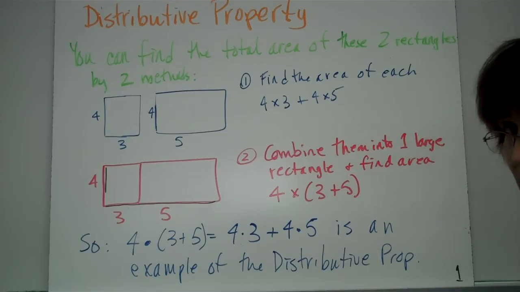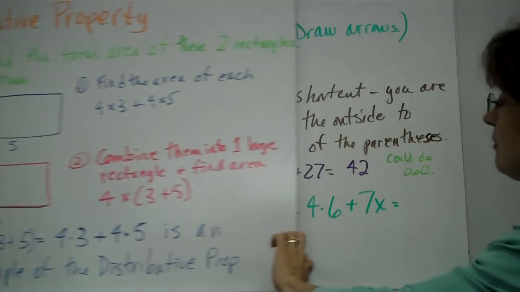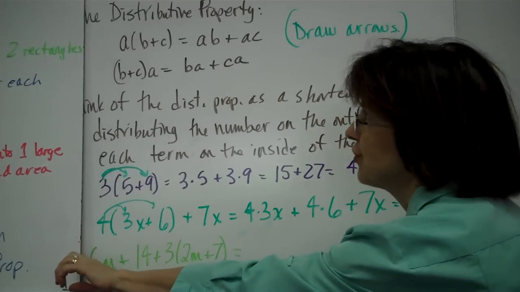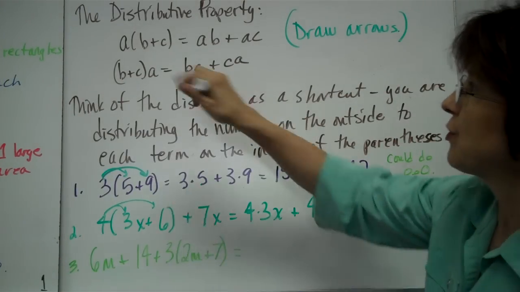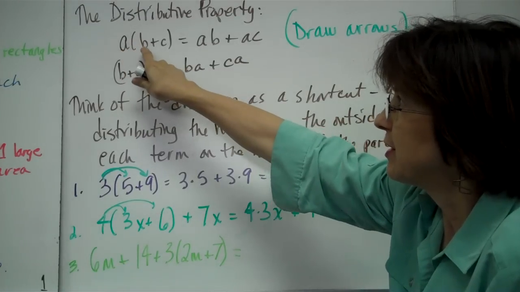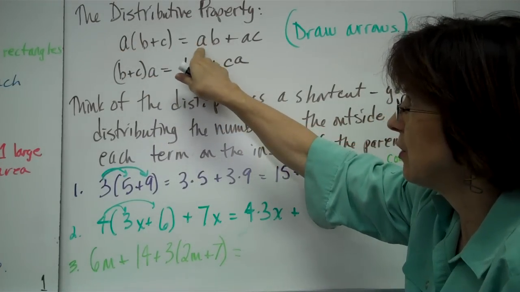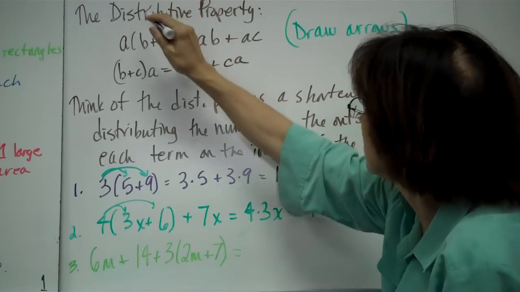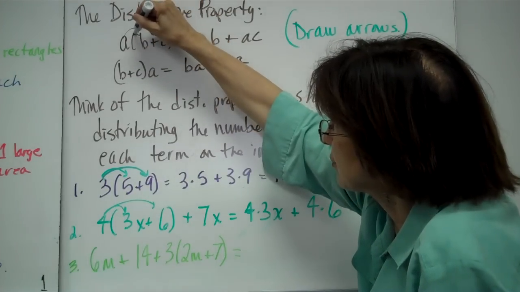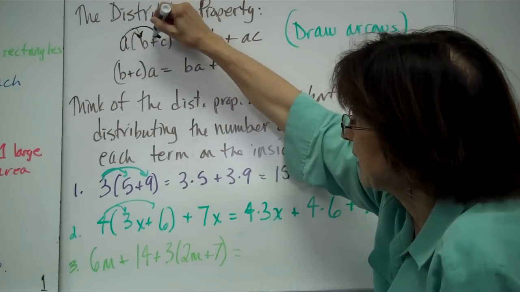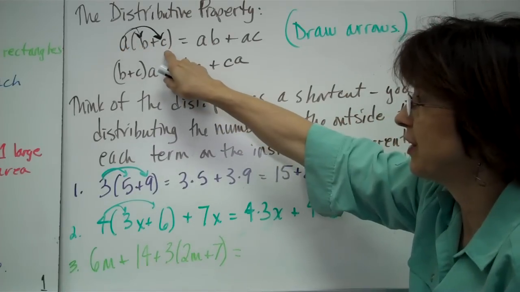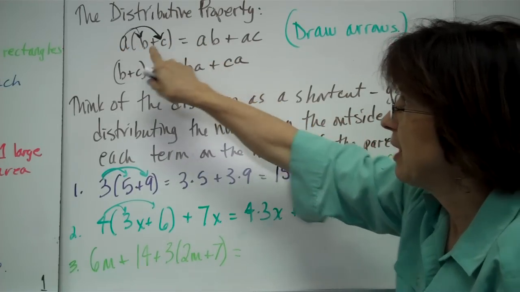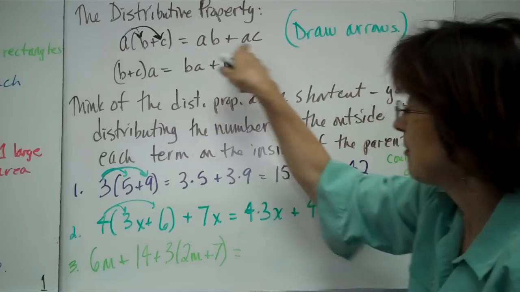Now here's how it actually works. Let me show you. If we use letters for all the numbers, that is, variables, supposing we had some number a, and then parentheses b plus c. That's going to equal a times b. What I always like to do is have you draw arrows, a to b and then a to c, to make sure that you distributed the a to the b and the a to the c. So it's a times b plus a times c.